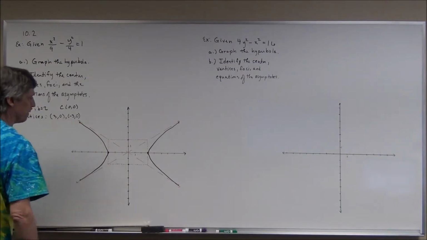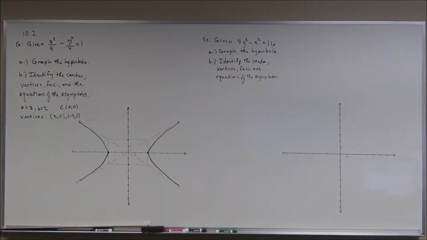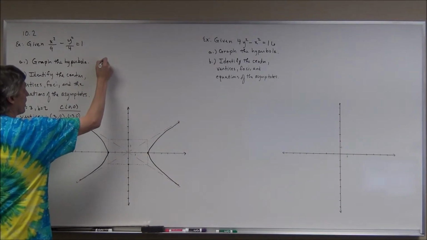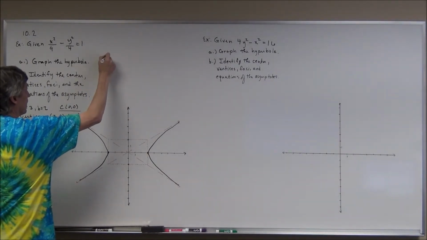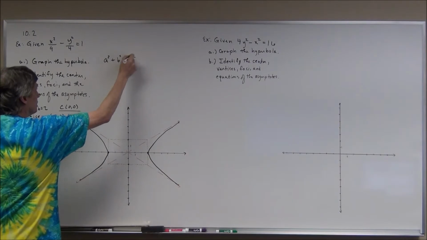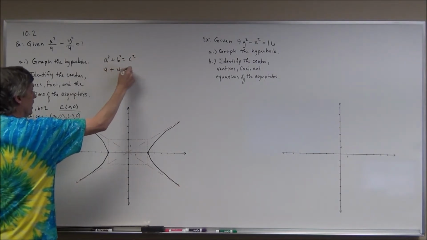Now if you're wondering, should we be plugging in points? Well, you can most certainly plug in points to help get a sketch, but you're going to have to be doing some fancy arithmetic. You can come up with a reasonable sketch if you follow those steps that I gave you. Now, I have the vertices, I have the center, vertices, foci. Well, I need to know what C is, not C the center, but the C value. And remember, for a hyperbola, a squared plus b squared is equal to c squared. So I have 9 plus 4 equals c squared.